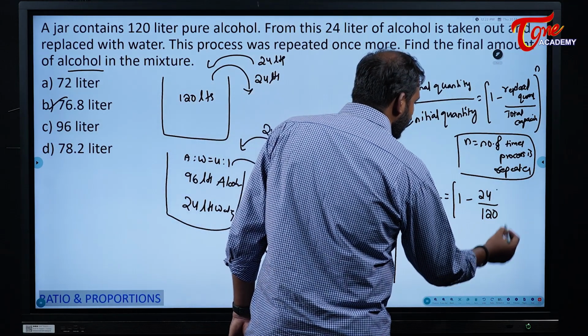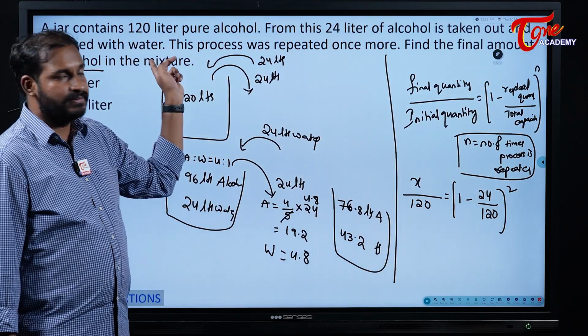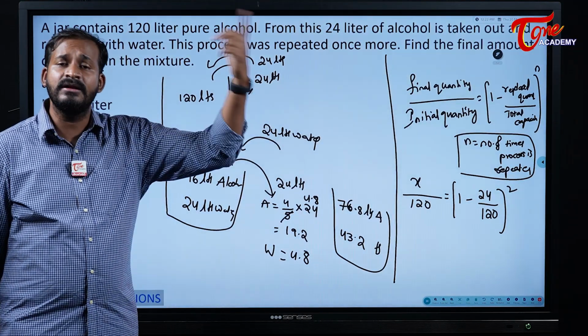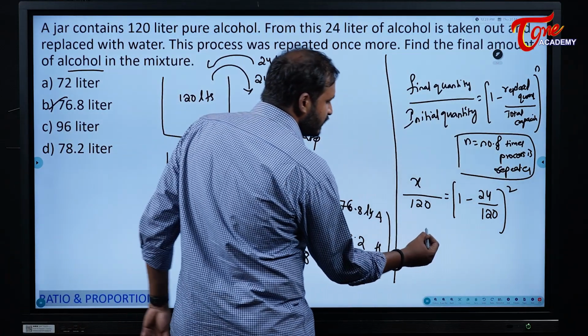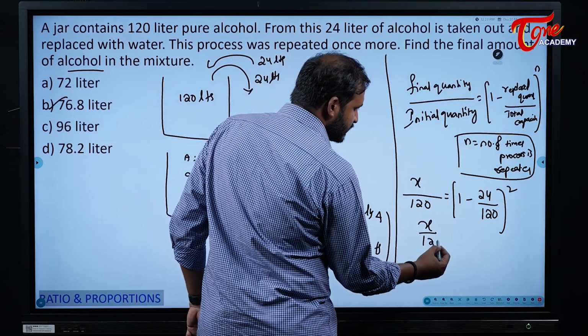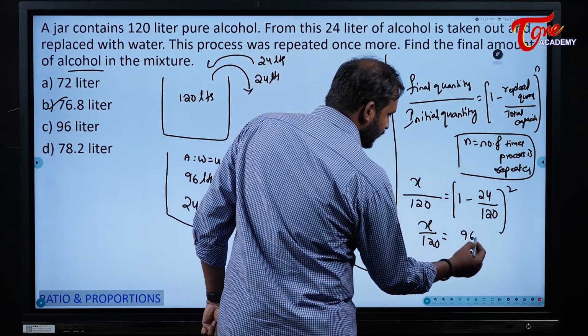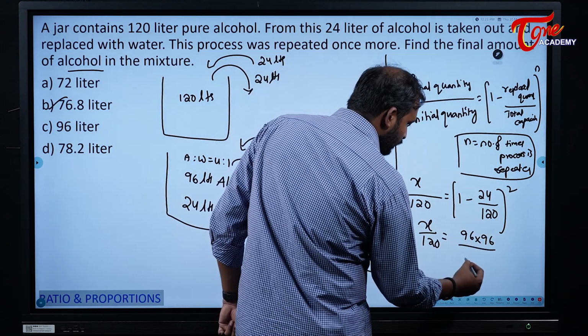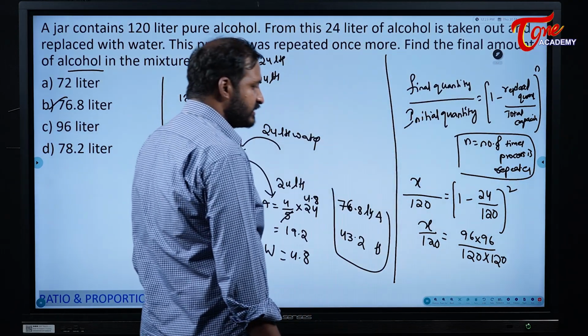120. And this process was done for how many times? 2 times. First it is replaced and then the process is repeated one more time. So the process is done 2 times. So what happens here? X by 120 is equal to, what will I get here? 96 into 96 by 120 into 120. Understood? I am writing 96 into 96 by 120 into 120.